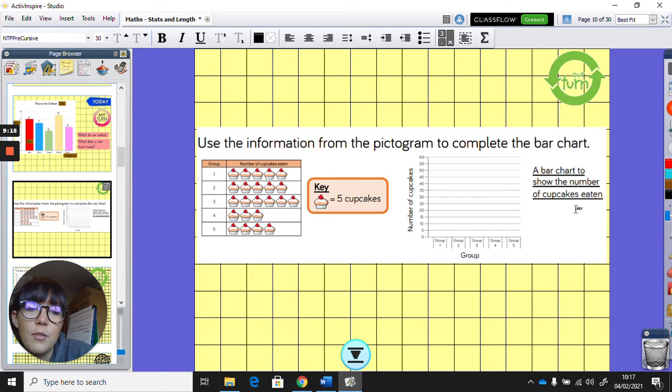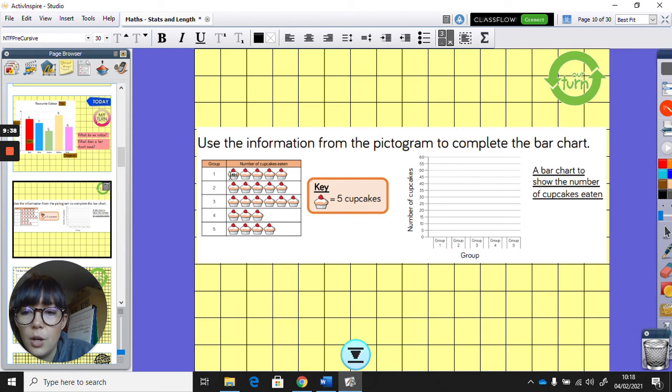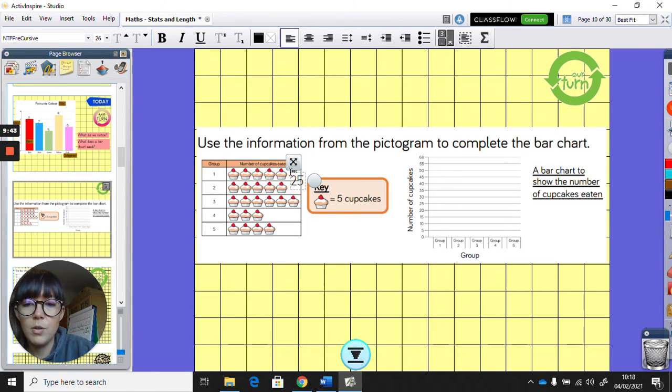Can you see here they've got their title, and it says a bar chart to show the number of cupcakes eaten. That's a really specific title. That's a really good title because it tells you exactly what it's showing. So the first thing we need to do, and we're going to do this together, is we're going to work out how many cupcakes each group ate. As we can see, the key is 5 cupcakes. So 5, 10, 15, 20, 25. So group 5 ate 25 cupcakes.